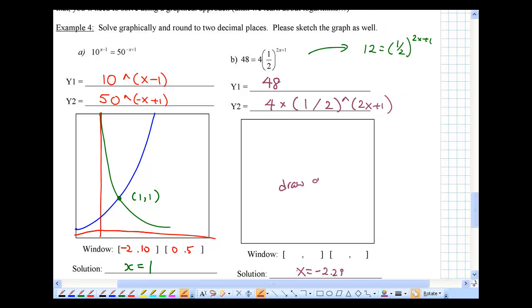Draw your own graph here. By the way, if I give you a question like this on the test where you have to actually do it by graphing, then yes, you must draw in your graph. Okay? Don't be lazy like me right now.